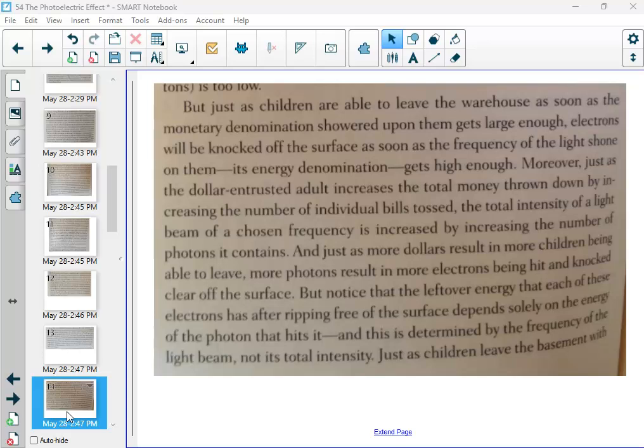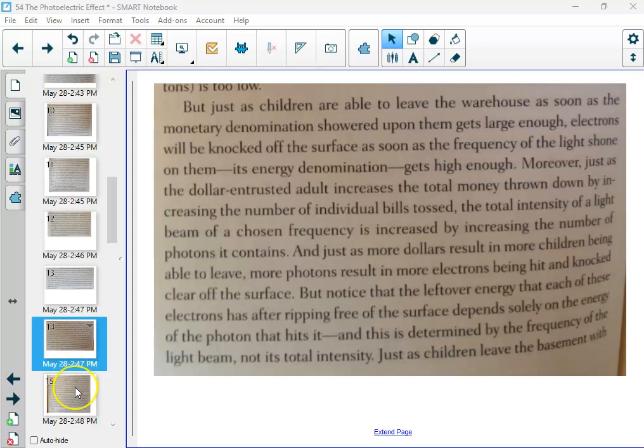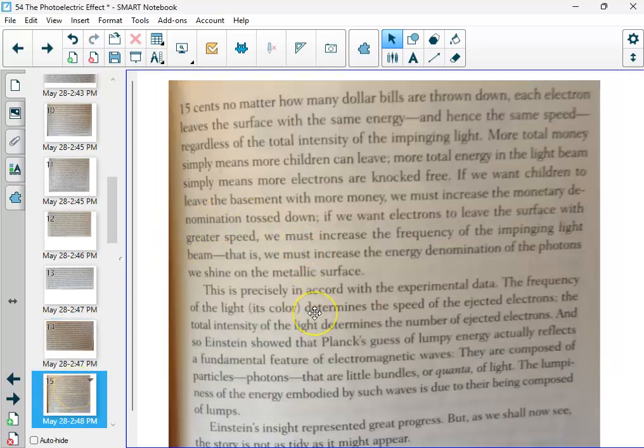But notice that the leftover energy that each of these would have after ripping free from the atom depends solely on the energy of the photon that hits it, and that's determined by the frequency of the light beam, not its total intensity, right? So just as children leave the basement with 15 cents, no matter how many dollar bills are thrown down, each electron leaves the surface with the same energy and hence the same speed, regardless of the total intensity of the impinging light beam. More total money simply means more children can leave, and more total energy means more electrons are knocked free.